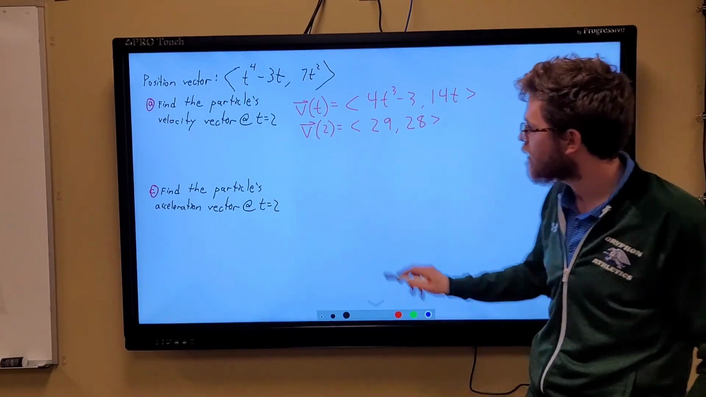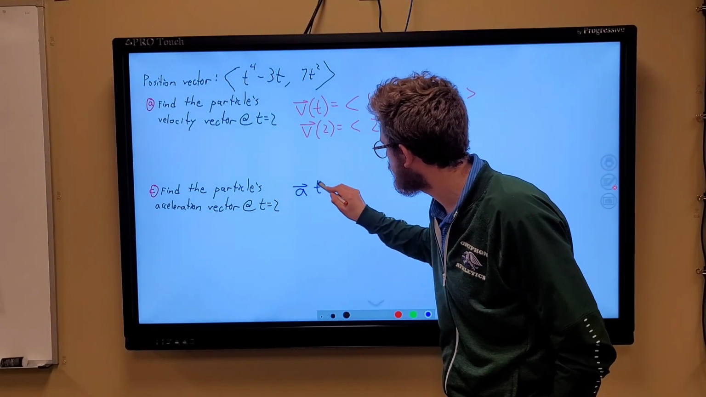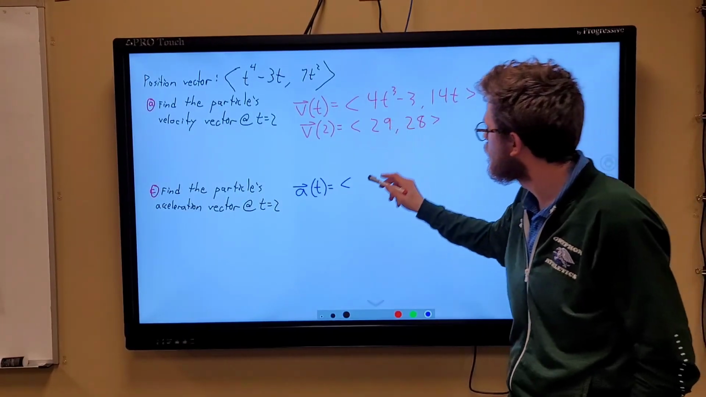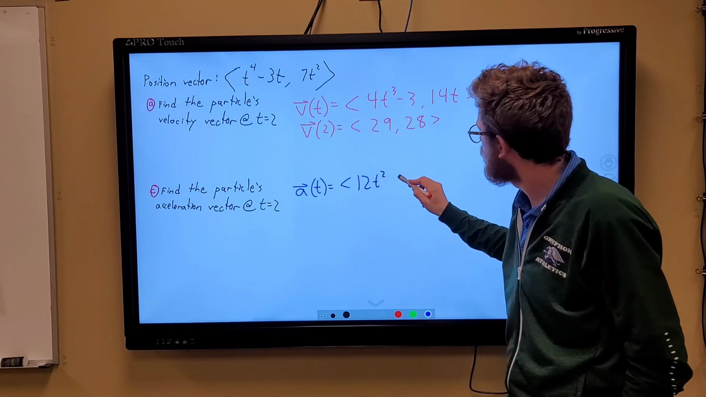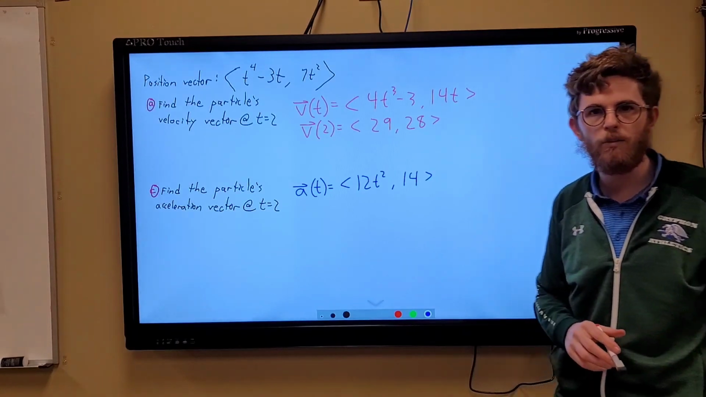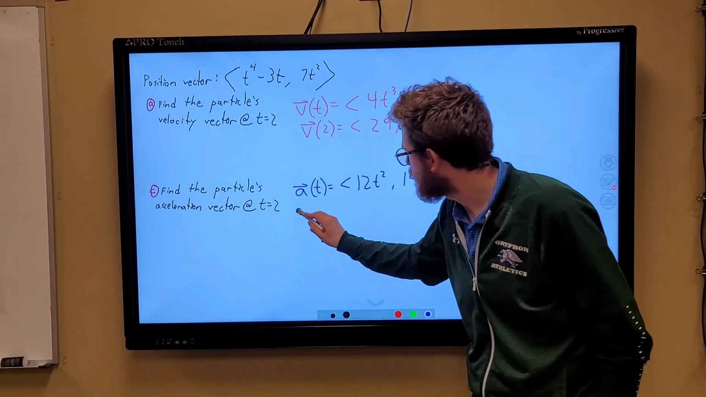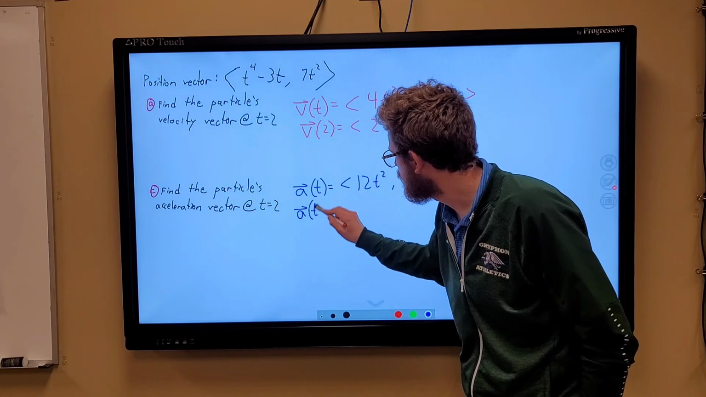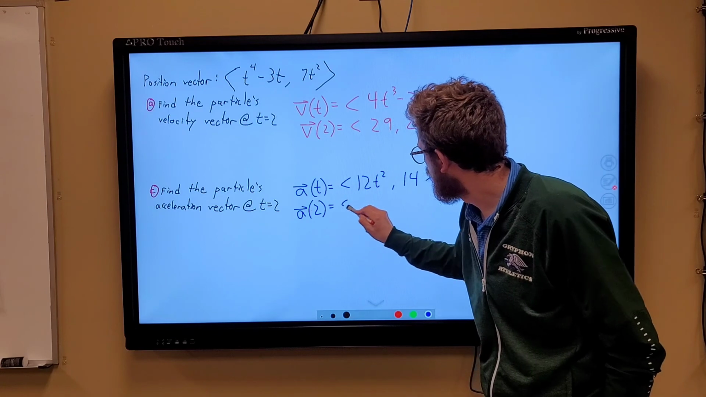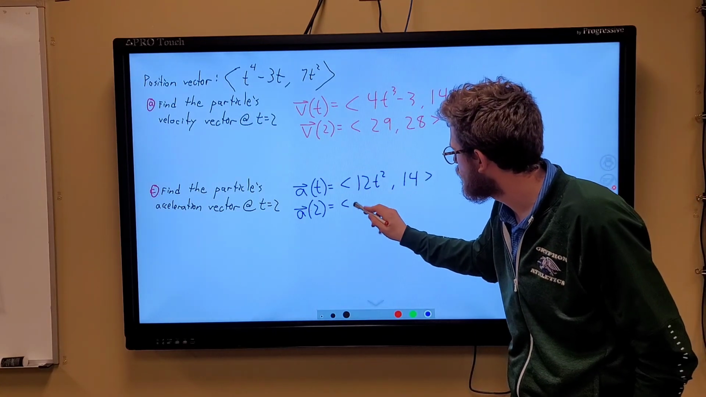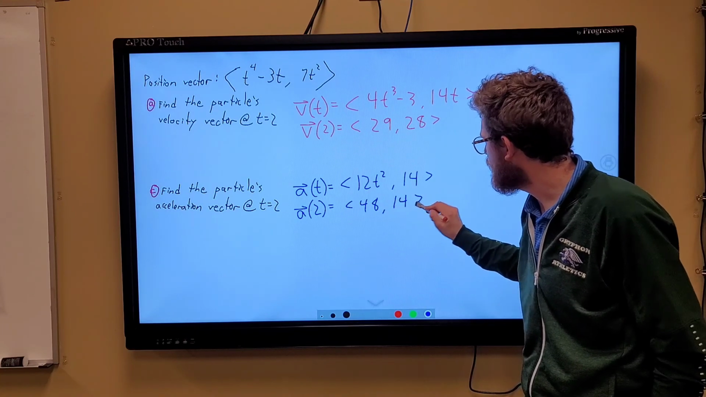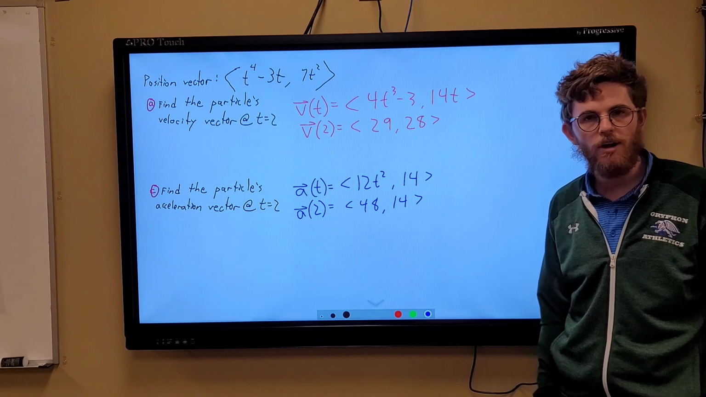Oh, you know what's coming. The acceleration vector, all right, let's do our acceleration vector. Well, we're going to take the second derivative, right? You like these now. You like them more than you thought you would. Our acceleration vector at 2, of course, would be 2 squared is 4 times 12, 48. And 14 doesn't change. Done.